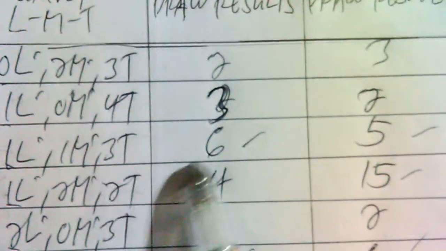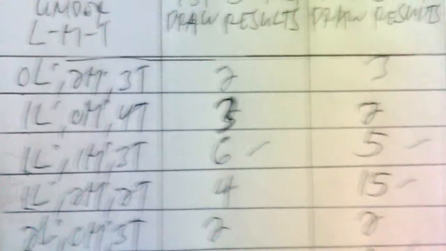As you can see here, the combination 1L 1M 3T came out 6 times in the first 50 draw results, and we also have here 2 low 1 middle 2 top came out 5 times, and the 2 low 2 middle 1 top came out 5 times in the first 50 draw results. Now on the second column, we have 1 low, 1 middle, 3 top came out 5 times, and the 1 low, 2 middle, 2 top came out 15 times, and the 2 low, 1 middle, 2 top came out 6 times on the second 50 past draw results.